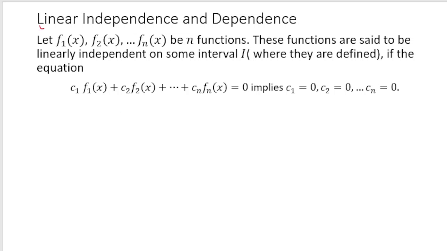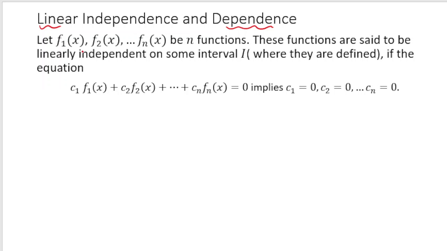Now, what do you mean by linear independence and dependence? We have already studied linear dependence and independence in our matrix videos, but there we studied dependence and independence in the context of vectors. Here we are talking about functions.